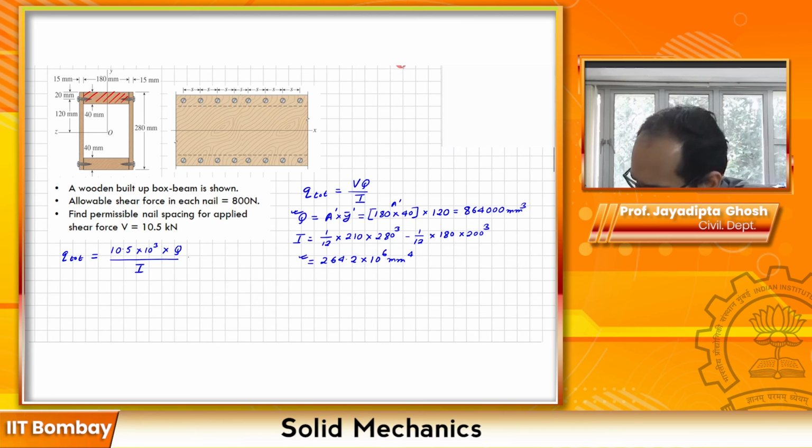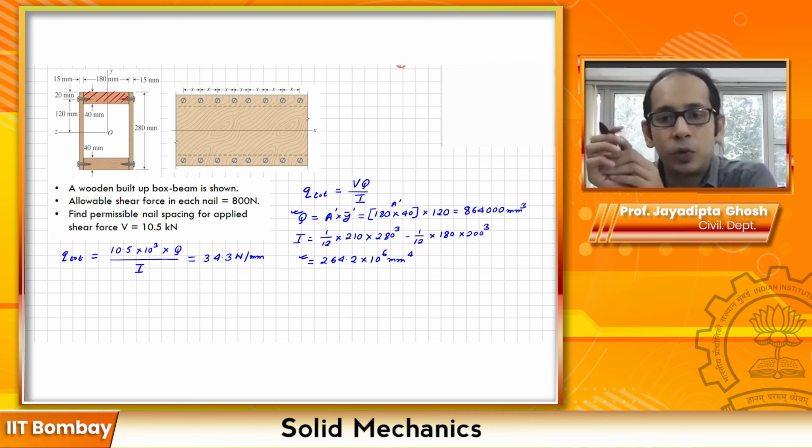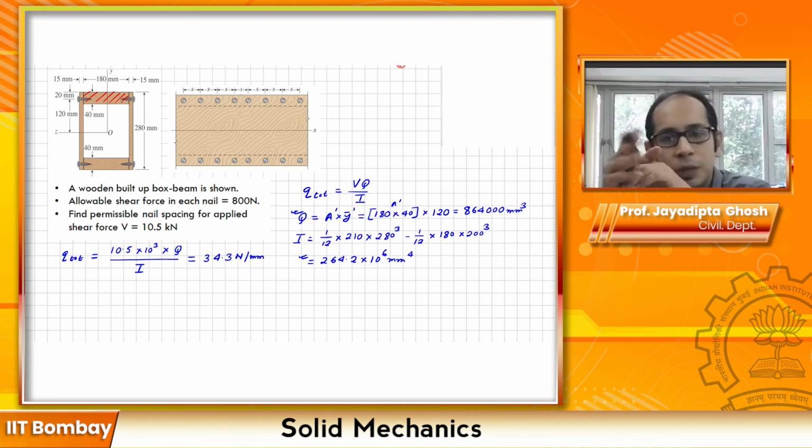Now if you plug that in, you will get the Q total as 34.3 Newton per mm. Why is it Newton per mm? Remember that q is tau times t. Tau is Newton per mm squared, t is mm, so one mm cancels out, and it is Newton per mm. So the unit for shear flow q is force per unit length. Now this is the total q.